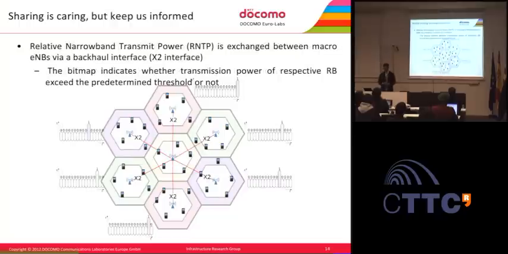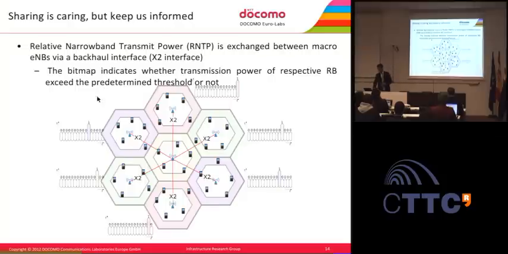And in LTE Advanced, you have a very nice functionality whereby all the cells are connected by a logical interface known as the X2 interface. And what they can do is they can exchange what is known as the RNTP, or the relative narrowband transmit power, between each other. What it says is that one cell will tell another cell which resources it is using high power on. So for example, this cell over here will tell all the other cells that it's using high power on the last resource. And by doing so, the other cells know that they should not schedule cell edge UEs on this resource.